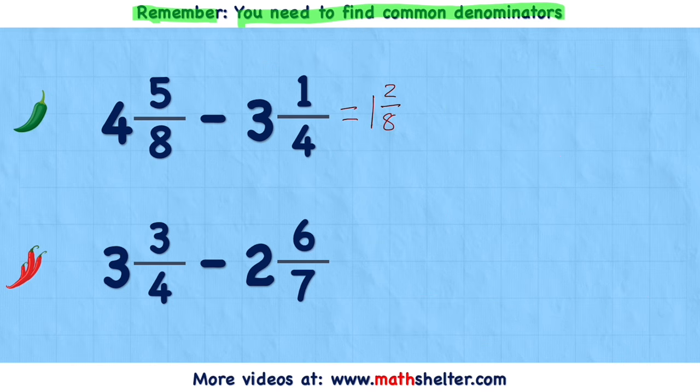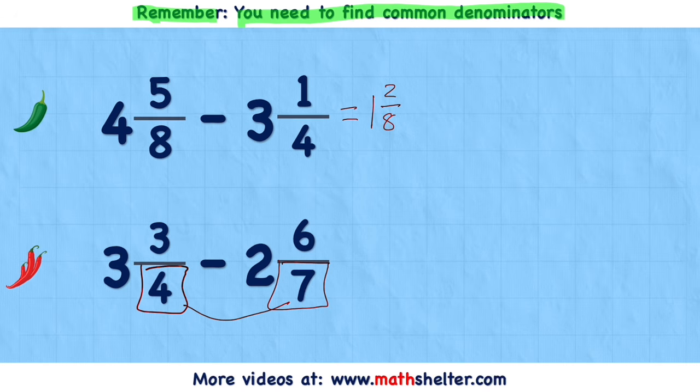Okay, question 2. This is much harder because now I can't see an easy relationship between my 4 and my 7 to get a common denominator. So what do I have to do? Well, luckily, there's a little trick for us. If I get my 4 and my 7 and I multiply them together, I will get the number 28. So I know that 28 has to be a common denominator for both 4 and 7, because 28 is in both the 4 and the 7 times table.